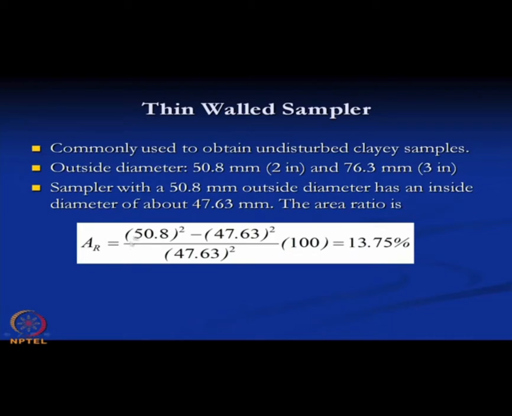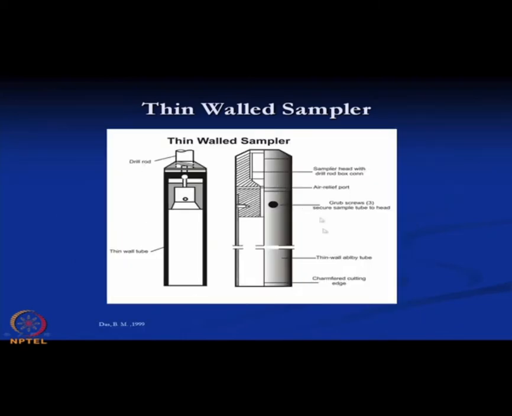So, then the area ratio comes out to be 13.75 percent, which is very close to 10%. For a good undisturbed soil sample collection, the area ratio should be around 10% or less than that. So, here it is around 13 or 14 percent, which is close to 10. So, this is generally used for the collection of undisturbed clay samples. This is a typical thin wall sampler photograph.